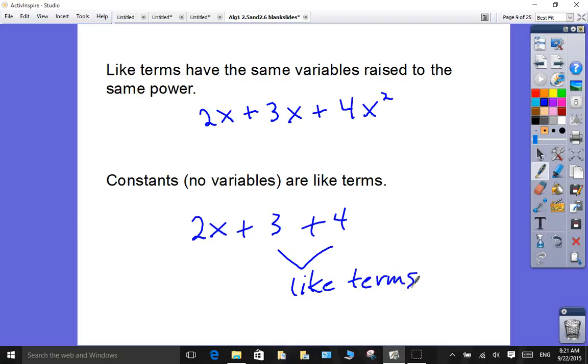Now we're going to get into the properties of exponents a little bit later on. But the truth is, it's not like there's not an x there. There is an x there, but it's raised to the 0 power. And anything to the 0 power is the number 1. So we can consider it to have a variable term, but it's to the 0 power. That's why you don't see it. That'll come up with properties of exponents. So like terms have the same variables raised to the same powers, or they're constants. They can be like terms too.